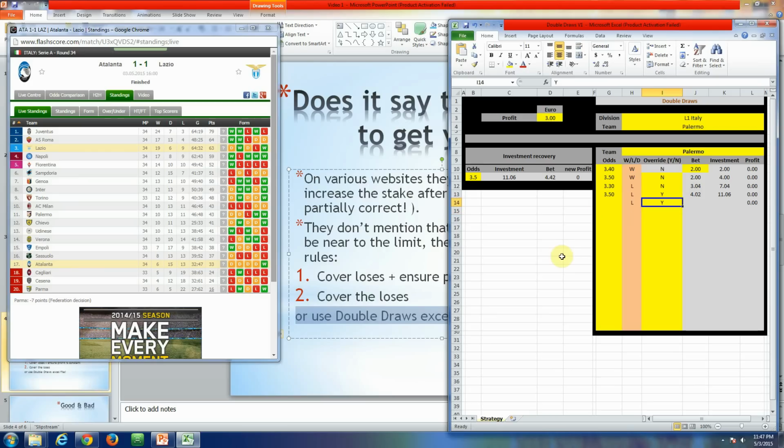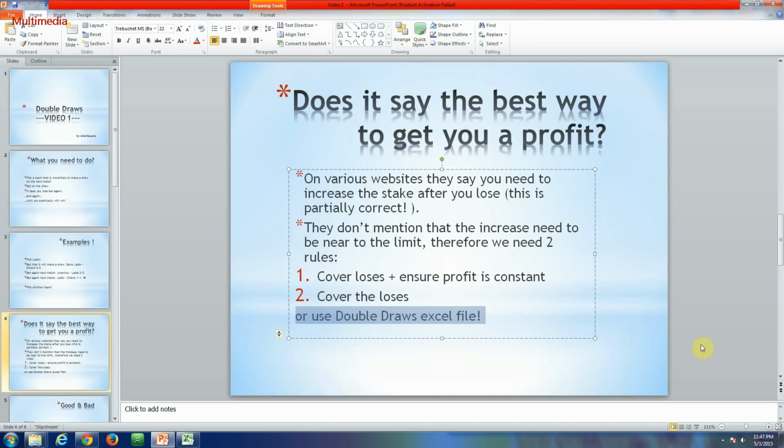Hope this is very intuitive for you to use if you want. And going back to the presentation, so I put the 2 rules which I explained, with a N for having a profit constant, with a Y for having the profit 0 and just take back the investment.